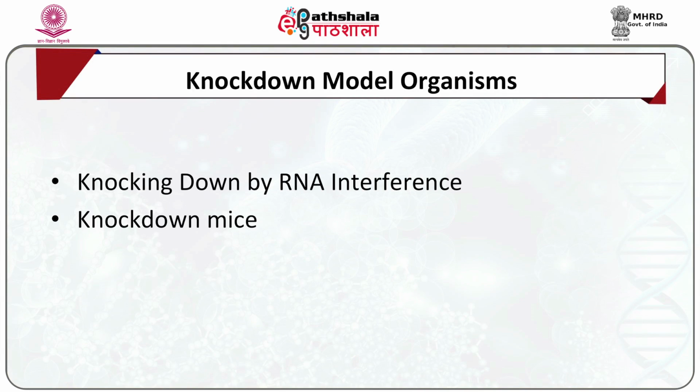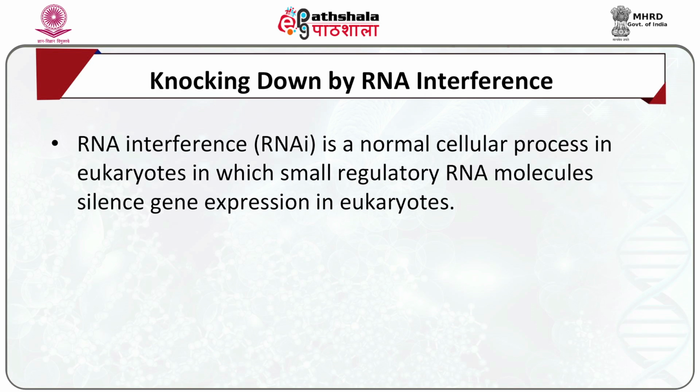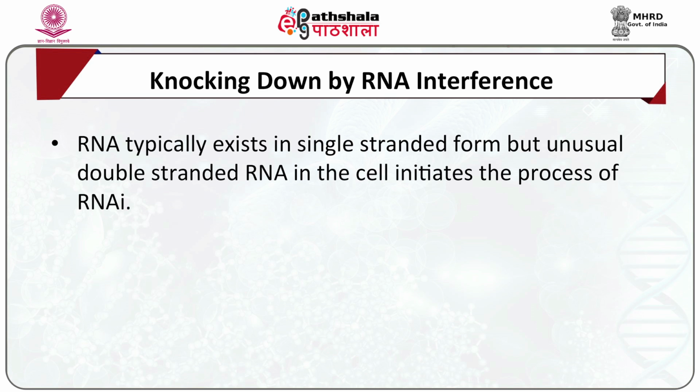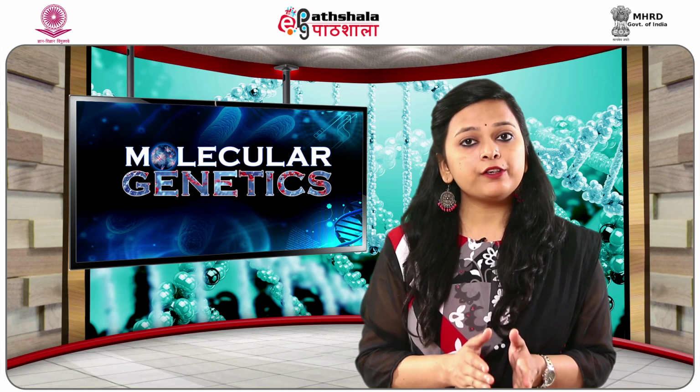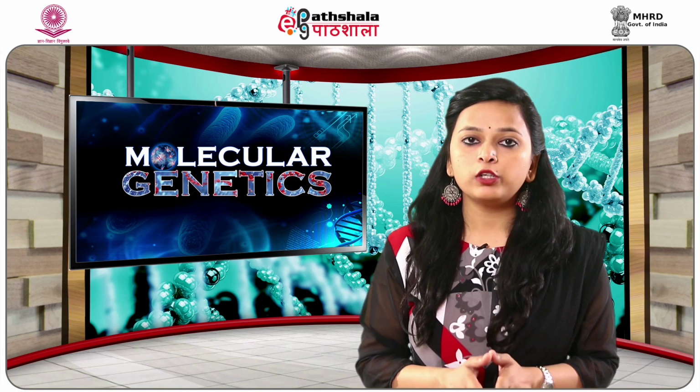Knockdown model organisms, and what is knockdown? It can be done by RNA interference. So, RNA interference is a normal cellular process in eukaryotes in which small regulatory RNA molecules silence gene expression. It is known that RNA typically exists in single-stranded form, but unusual double-stranded RNA in the cells initiates the process of RNA interference. There are different sources of double-stranded RNA molecules.